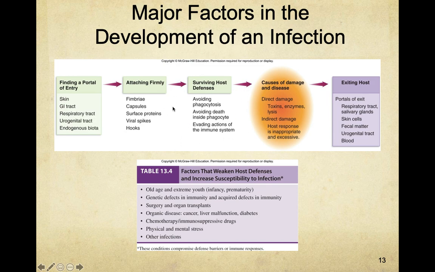And then you have to be able to survive inside of your host as well. You've got to be able to avoid being eaten. If you do get eaten, that capsule is going to keep you from dying. You've got to be able to avoid the immune system overall. There are lots of different ways they can do this.